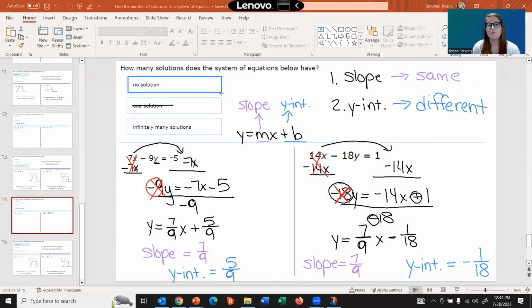That's going to tell us that these are parallel lines, and if they were graphed, they'd run side by side forever, and they would never cross, never meet or intersect at any point to have a solution. Remember, infinitely many is the same slope, the same y-intercept. No solution is the same slope, but different y-intercepts.